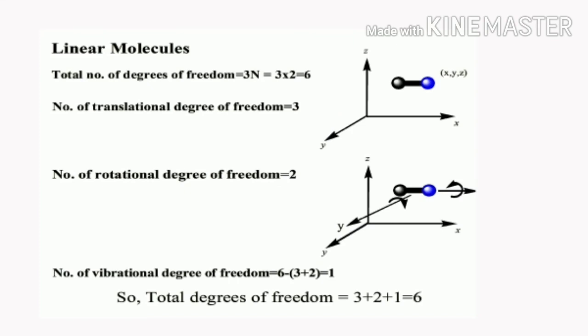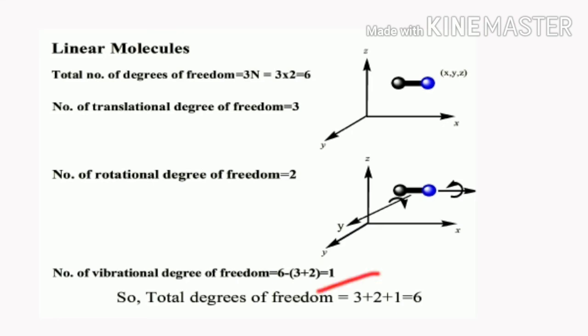But to specify the rotational motion, we need only x and y axis. So the number of rotational degrees of freedom is equal to 2. As you can see here in this figure, the molecule may rotate along its internuclear axis or the x-axis this way, or it may rotate along y-axis in the plane of this slide. So it requires two coordinate axes x and y to specify its rotational motion. So the number of rotational degrees of freedom is 2.